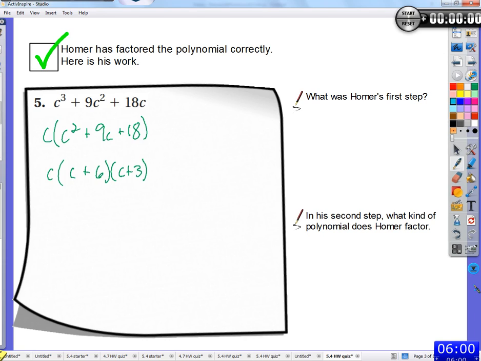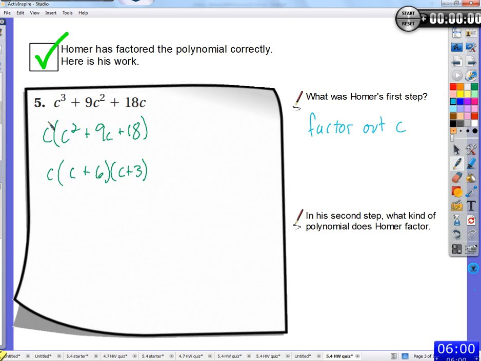If we factor out C, that word factor implies that C will be multiplied by something. That means that each of these is C times something: C times 18, C times 9 times C, C times C squared. They all have a factor of C, meaning that C can be multiplied by something to get each of those.